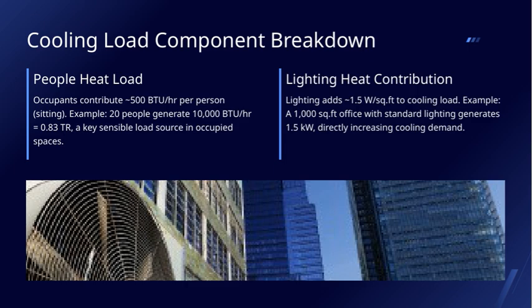Each person sitting in a space contributes roughly 500 BTUs per hour. So, if you have 20 people in the room, that adds up to about 10,000 BTUs per hour, or approximately 0.83 tons of refrigeration. This is a significant sensible load in occupied spaces because people are constant sources of heat.